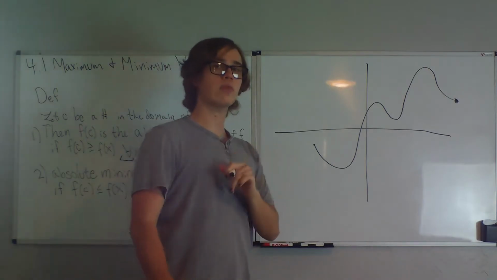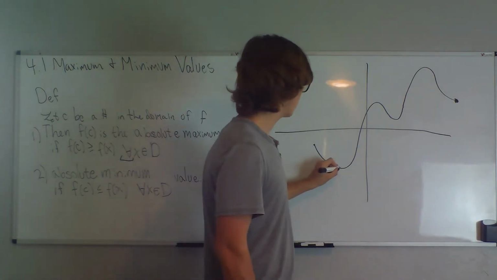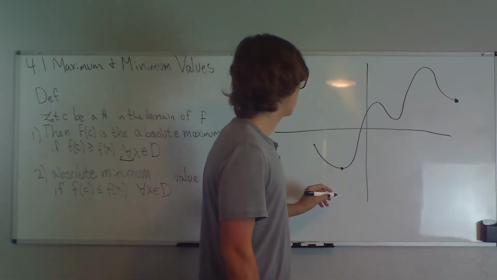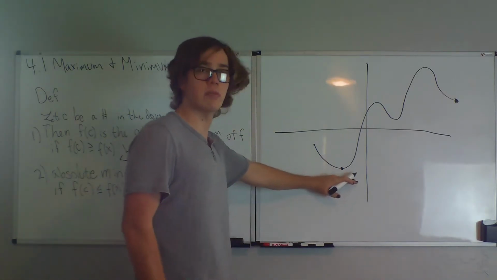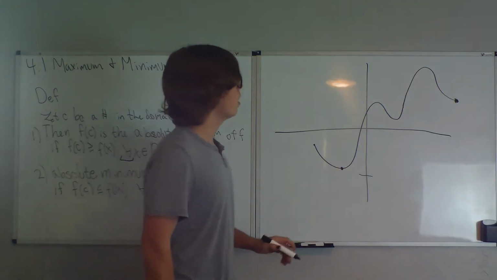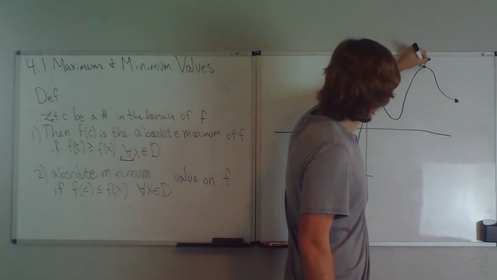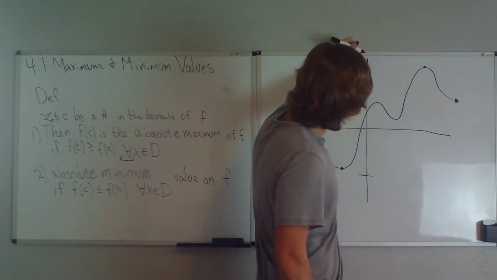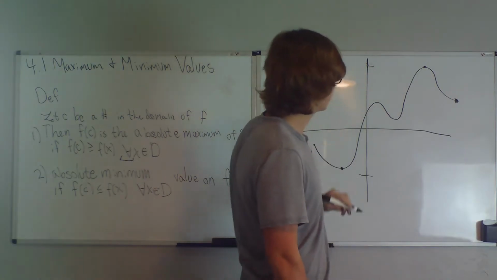Well, what is going to be our smallest point? It's going to be right here, because this is the smallest y value, our smallest output. So that's our absolute minimum, because it's farthest down on the y curve. And then we have our absolute maximum up here, right? That's the absolute max.